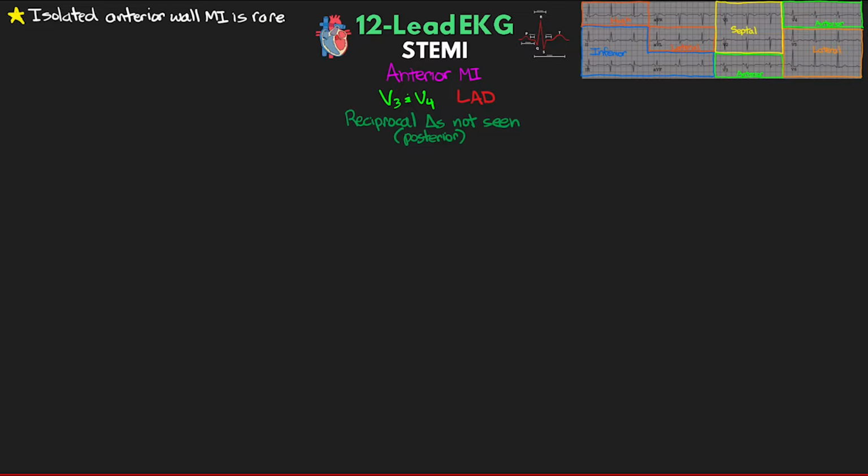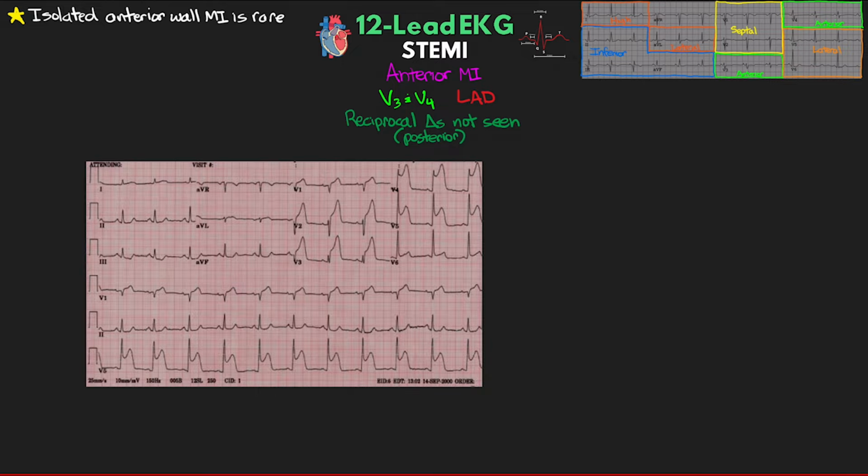And so this is actually going to segue into a concept that I mentioned earlier, talking about multiple regions being impacted. Oftentimes when we see an anterior wall MI, it's going to be combined with a septal wall MI, something we call anteroseptal, involving V1 through V4, as well as extending into the lateral wall, so an anteroseptal with lateral extension, which we'd also see in V5 and V6, as well as potentially in 1 and AVL. So here's an example of such an EKG.